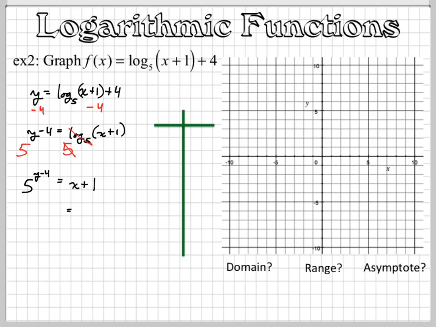And to get the x alone to finish the job, we're going to subtract 1 from both sides. And so it looks like this: 5 raised to the y minus 4, I'll put parentheses around it just for looks, minus 1. Alright, cool. We're going to use this to make our table.